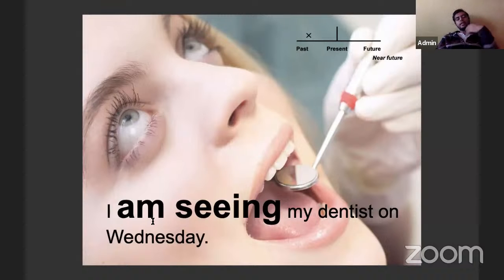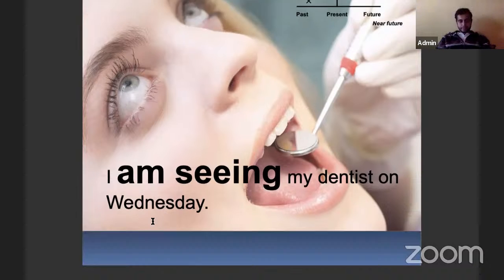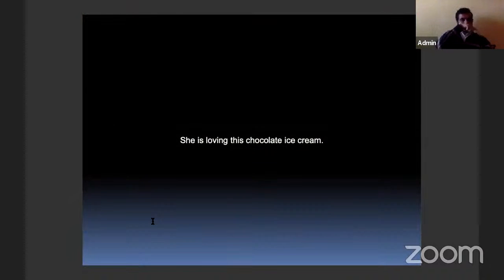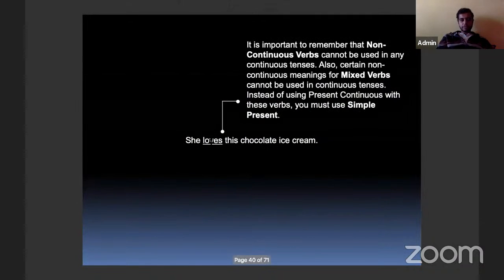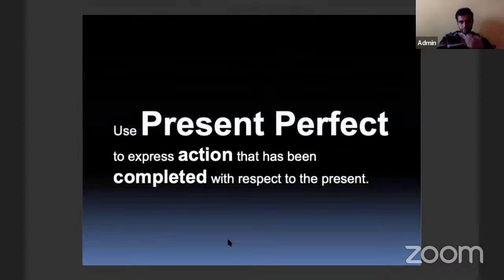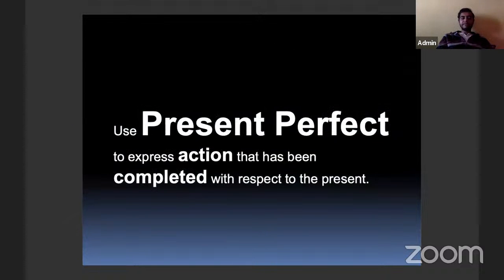Also, for something that is happening in the near future, I am seeing my dentist on Wednesday. Now, she is loving this chocolate ice cream. Loving is again a non-continuous verb, because you cannot see her love that chocolate ice cream. You cannot use continuous tense. So you have to use simple present instead of present continuous, and that will be she loves this chocolate ice cream. Now, present perfect means something has been completed, action completed.